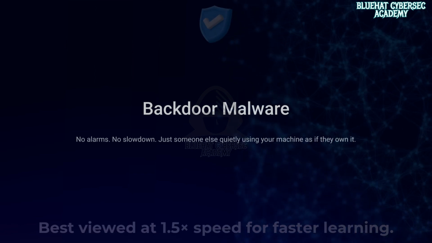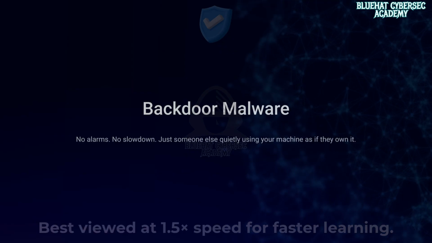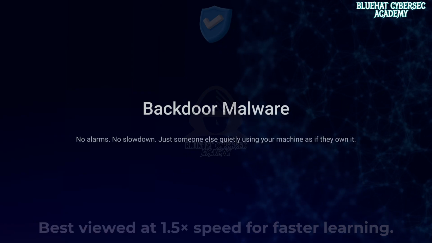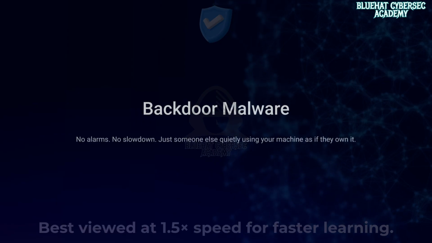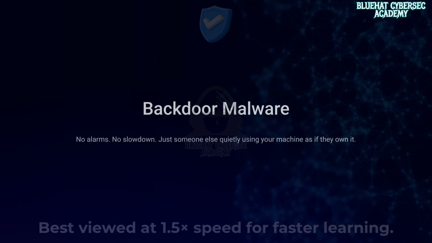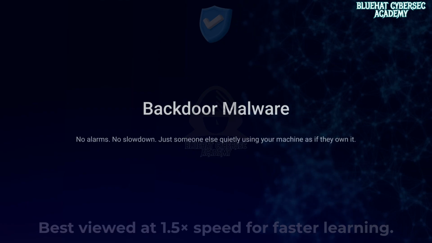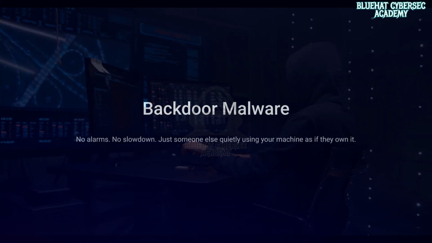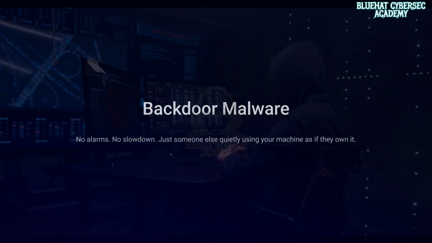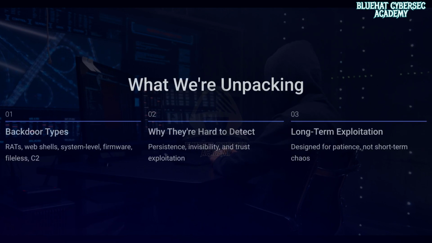A compromised system rarely announces itself. No alarms, no dramatic slowdown. Sometimes nothing obvious changes at all, except that someone else is quietly using your machine as if they own it. That's the unsettling reality of backdoor malware. It doesn't just break into systems, it builds a hidden entrance and leaves it open for ongoing control. And unlike noisy ransomware or obvious spyware, backdoors are built for patience, persistence, and invisibility.